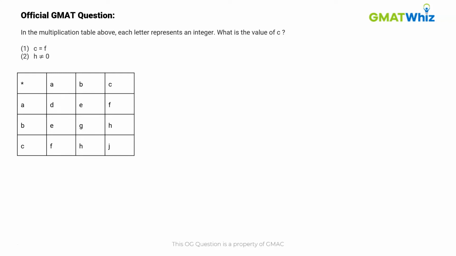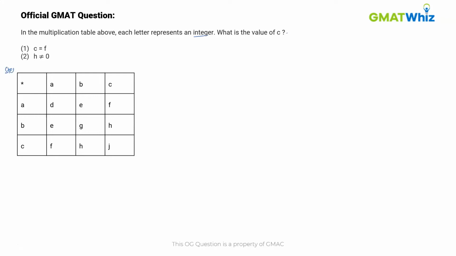In this question, we are given a multiplication table where each letter represents an integer. We have to find the value of C. Now, in the exam, when you get a multiplication table like this, what you should do is draw the table on the sheet of paper that you have.